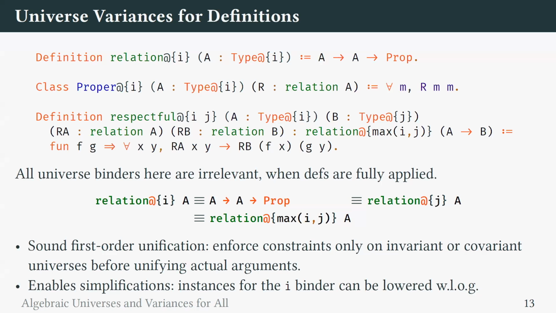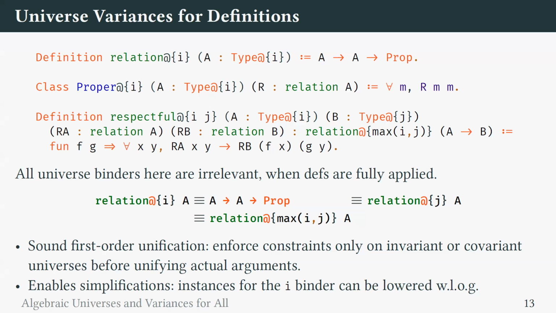And you can think of the justification also being that you can compare the two parameters. So here they are the same, A and A prime. But when you're doing first order unification of the constant, you're basically comparing the argument at the maximum of I and J, because this universe was in a contravariant position.